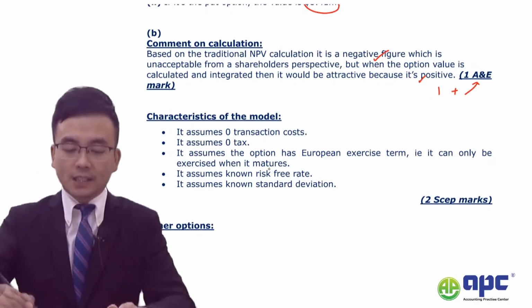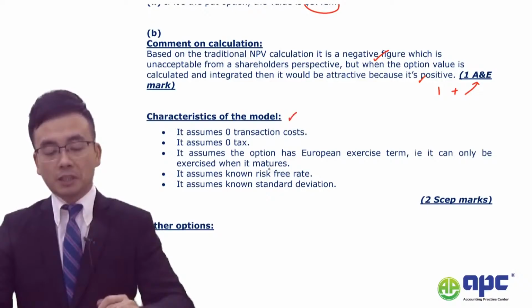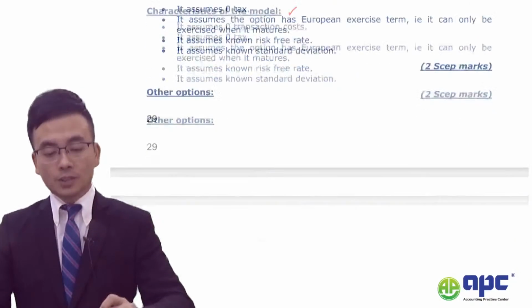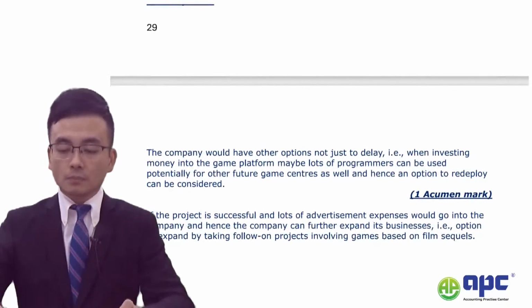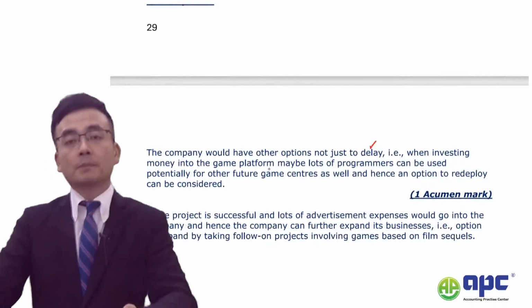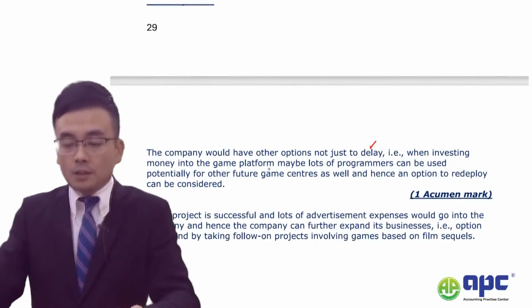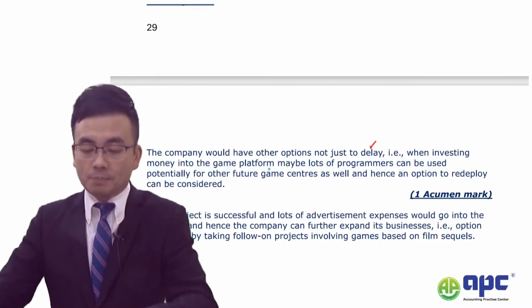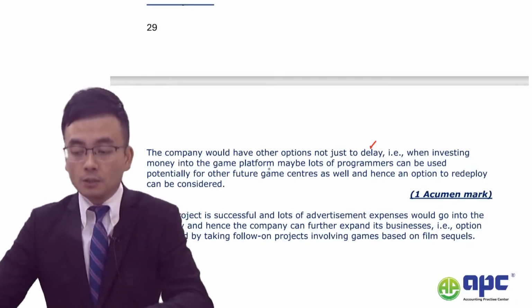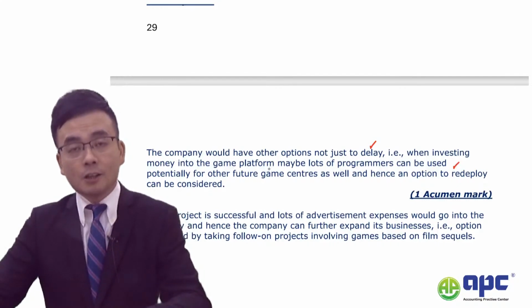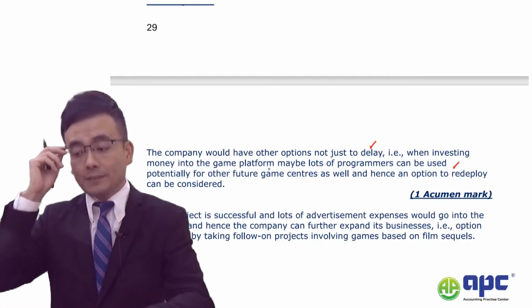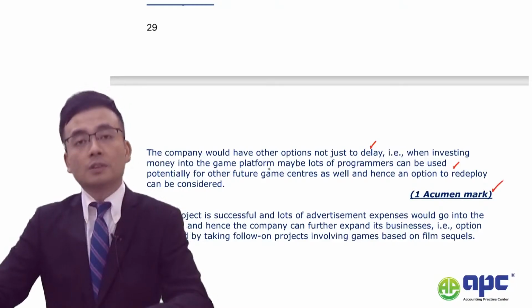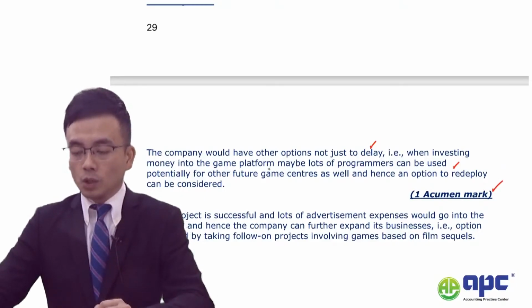And also stating the characteristics of the BSOP calculations, so that you can say it's not just the delay. For example, you can invest money into the game platform, and maybe lots of programmers can use that to develop other games. So it's the option to expand. You can get 1 acumen mark and 1 technical mark here.